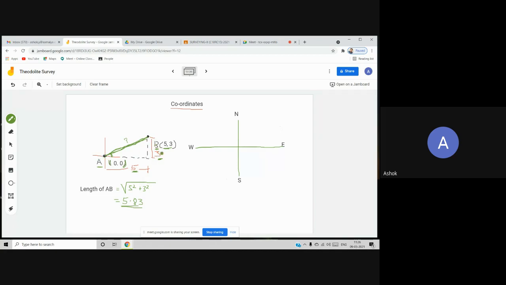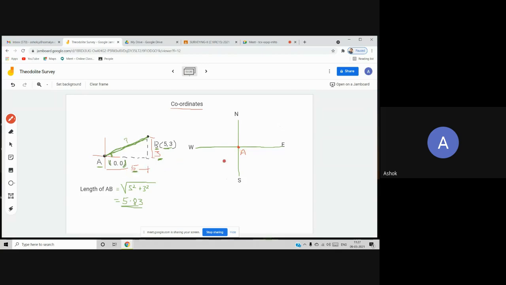Position of A and B are fixed. That is, the position of the survey stations are fixed with respect to the coordinates, by the coordinates. Now here, see, if I say survey line AB has coordinates 5 and 3, it will not make any sense. Because say if there is a survey line and its starting point is here, and the coordinate of the survey line is 5 and 3.